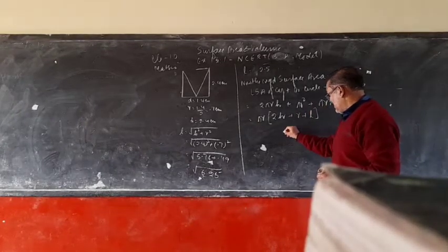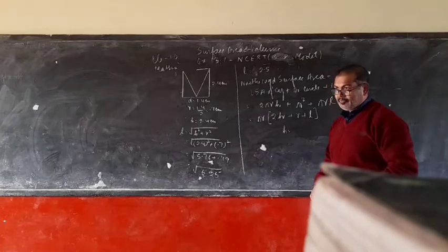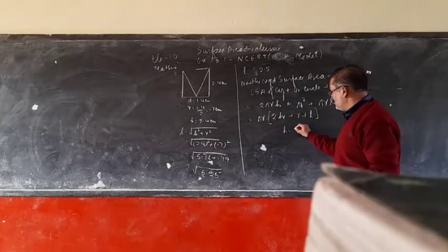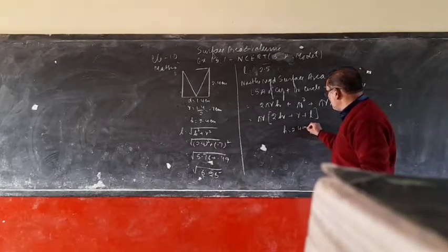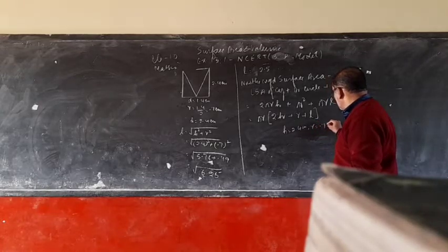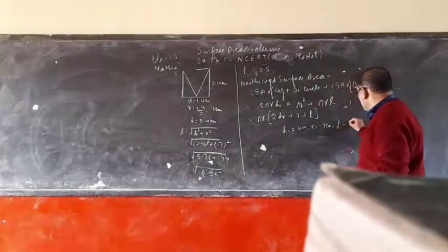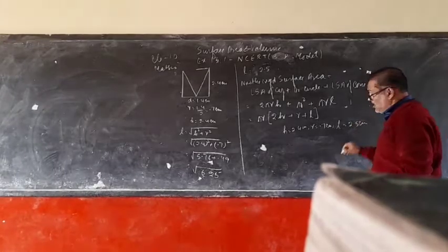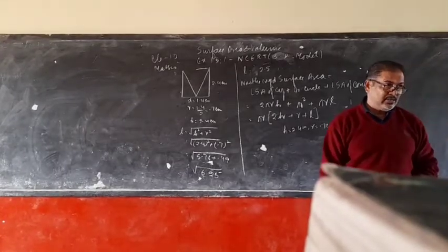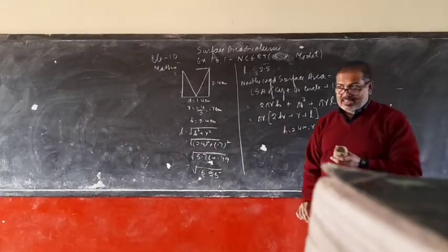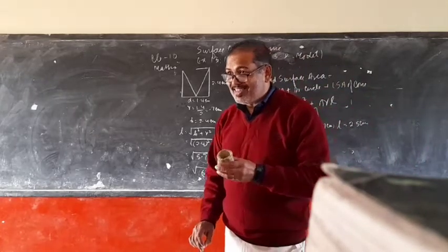So here h is given, what is the h? 2.4 centimeter. R is given, 0.7, and l is given, 2.5. Now are we able to solve this question? Yes, sir. You understood? Yes, sir. So did this 3D model help you to understand this question or not?